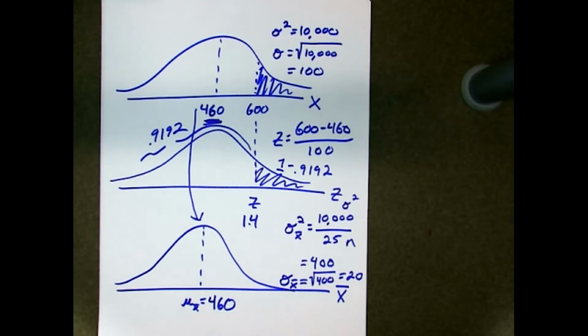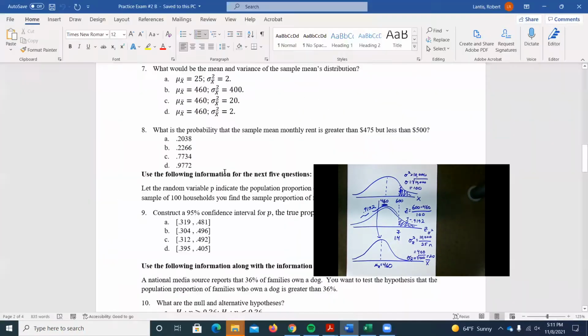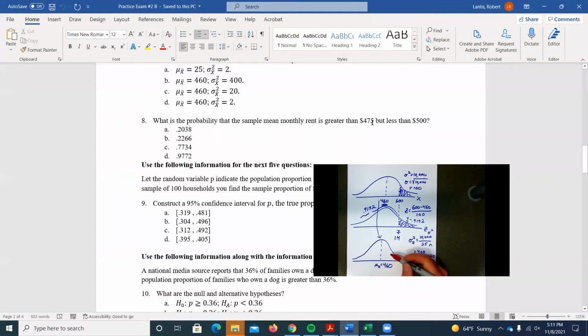So one more thing, then I'll kind of let you guys go. So this next problem, I then ask you, what's the probability you're in between 475 and 500? Well, now I'm thinking about sample mean values, so I'm over here.